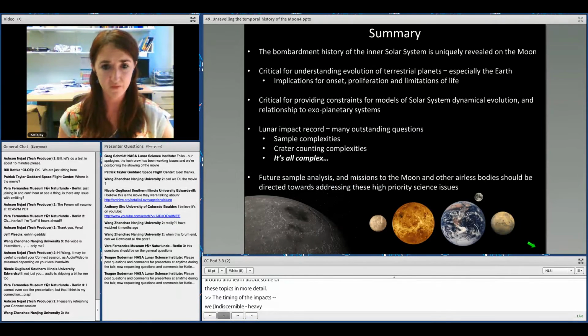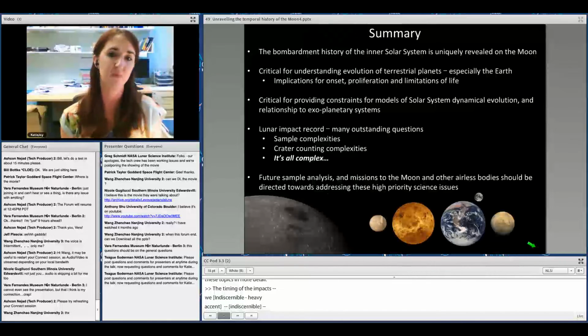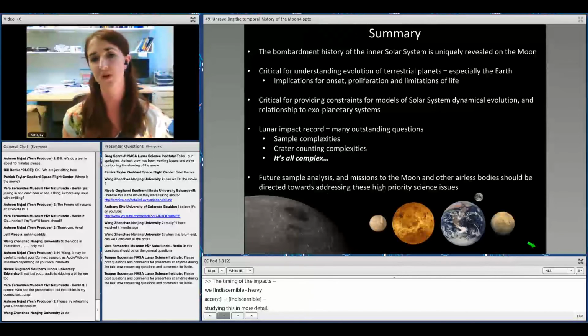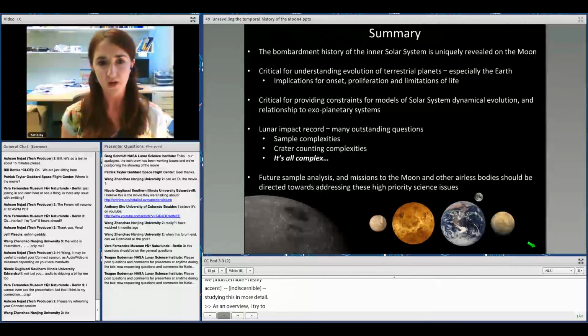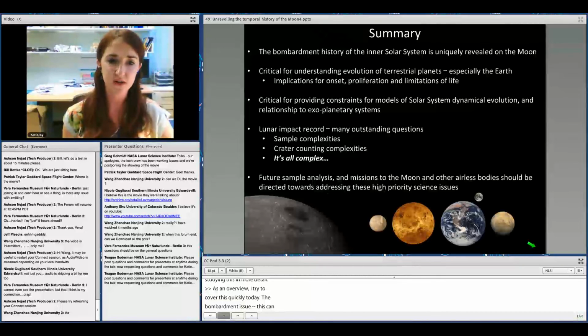Okay, so as a bit of an overview of the last slide, I hope I've tried to cover very, very quickly today the bombardment history of the moon. Its solar system history is uniquely revealed on the moon, and understanding this record is really critical for understanding the impact record in the inner solar system, and especially the Earth. The Earth-Moon system is unique, and it has lots of implications for understanding how our own planet develops and how it's affected and changed through time.